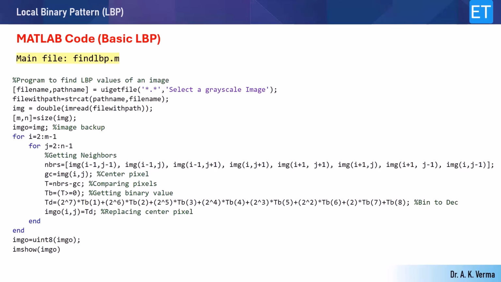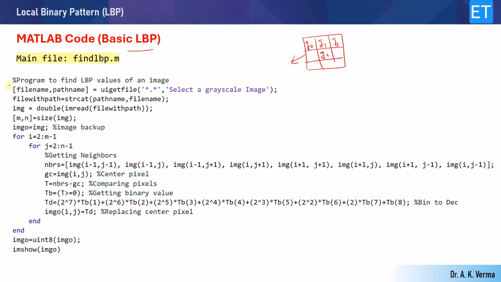Now come to the MATLAB implementation of the basic LBP. This is the code I have written. This is not the code inside the MATLAB inbuilt function. This is my own code, representing the basic implementation which I explained in my previous slides for the 3 by 3 neighborhood. So the center pixel is GC, and the neighbors are G0, G1, G2, like that. For that, I have written this code.